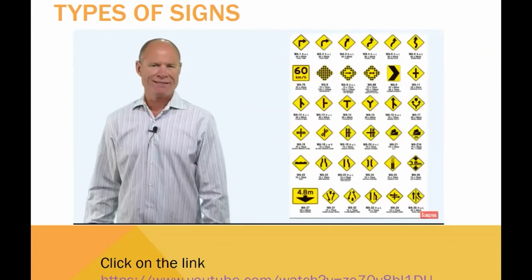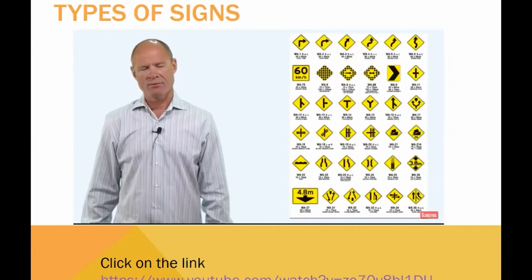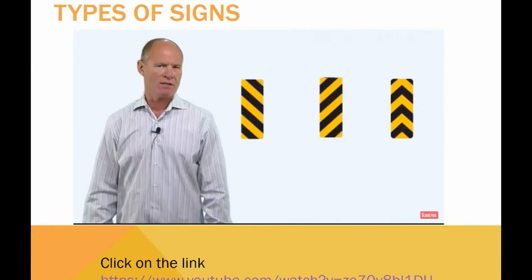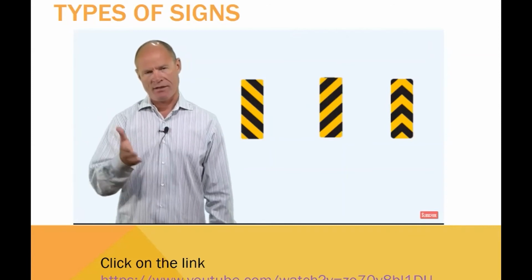Next most common sign, cautionary or advisory signs. They are usually diamond in shape, however they can be rectangular. They have a yellow background and the writing on them is black, or the symbols are black on the cautionary or advisory sign. One of the most common signs is the hazard obstruction sign, which is rectangular and has the hash marks on it to the left and right.